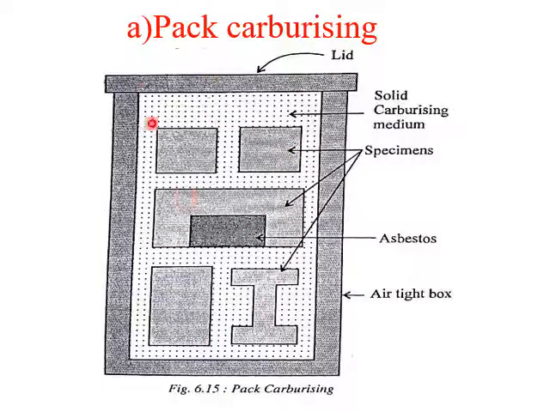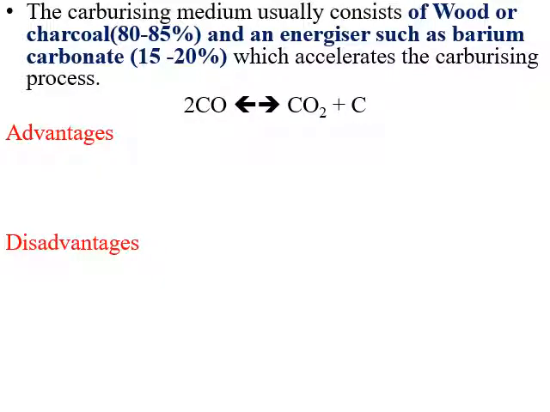So why do we say pack carburizing? These specimens are packed with the help of a solid carburizing medium. Normally the solid carburizing medium will be charcoal or a material which is rich in carbon. This is how exactly we're going to have this solid carburizing. So in pack carburizing, we're going to have 2CO, which will dissociate into CO2 plus C, that is free carbon.